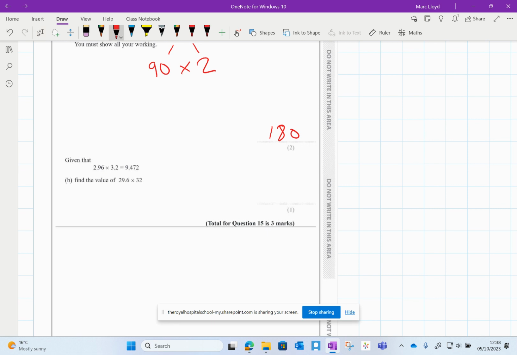Right, given that 2.96 times by 3.2 equals 9.472, find the value of 29.6 times by 32. So from here to here, that's been multiplied by 10. From here to here, that's been multiplied by 10. So the answer needs to be multiplied by 10 and then 10 again, which is actually multiplied by 100. So 9.472, move that decimal place to the right 2 positions, and that gives us 947.2.